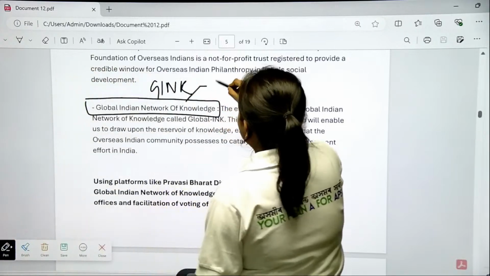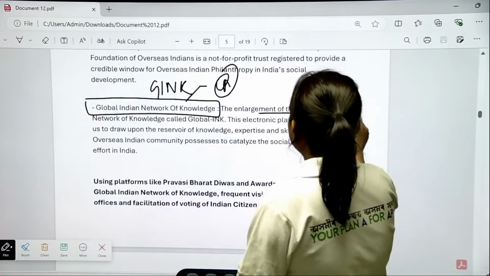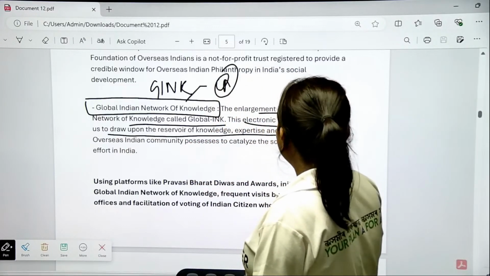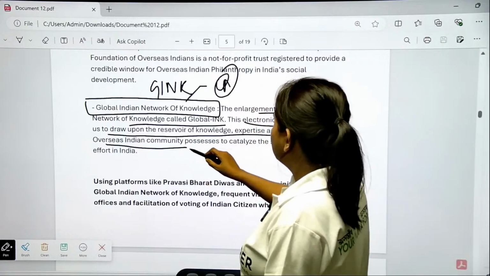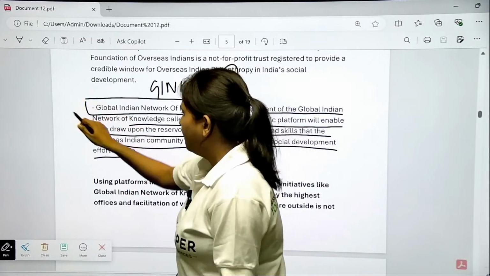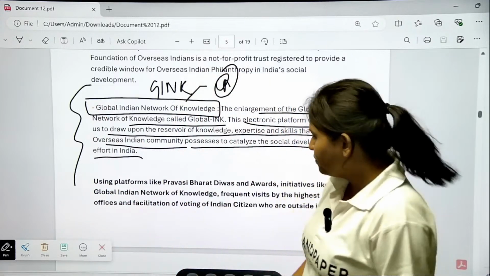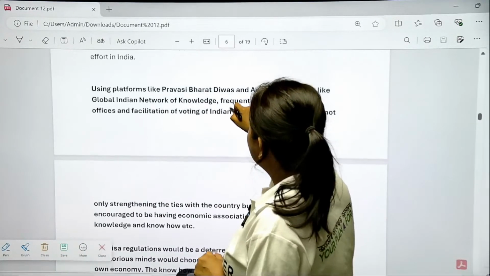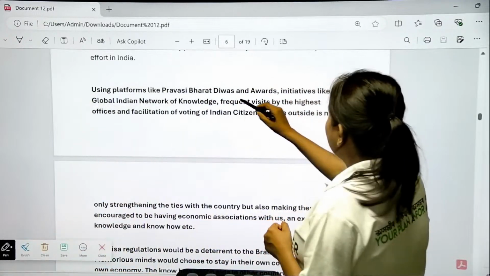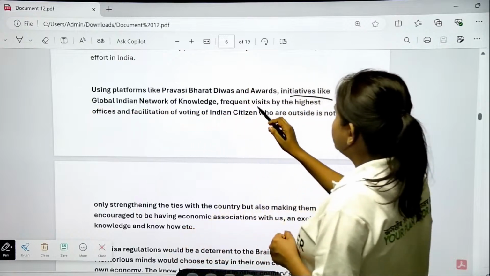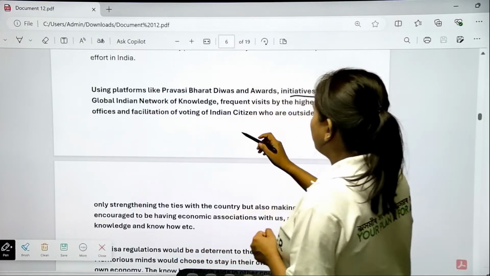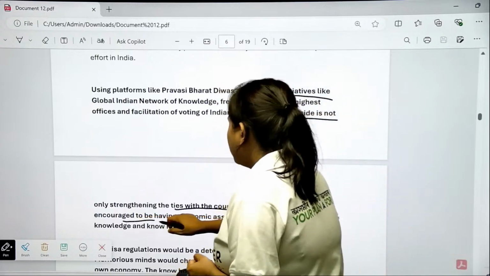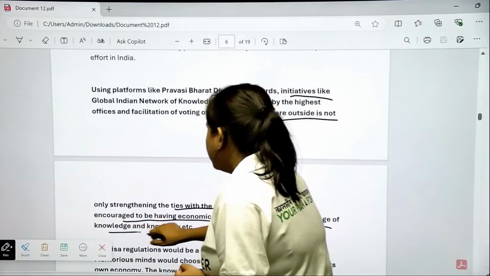It came up recently in our current affairs. The enlargement of the Global Indian Network of Knowledge, called Global INK, this electronic platform will enable us to draw upon the reservoir of knowledge, expertise and skills that the overseas Indian community possess, to catalyze the social development effort of India. Now we have to expand. How? Using platforms like Pravasi Bharatiya Divas and awards, initiatives like Global Indian Network of Knowledge, frequent visits by the highest officers, and facilitation of voting of Indian citizens who are outside is not only strengthening the ties with the country but also encouraging them to have economic associations with us and exchange of knowledge and know-how.